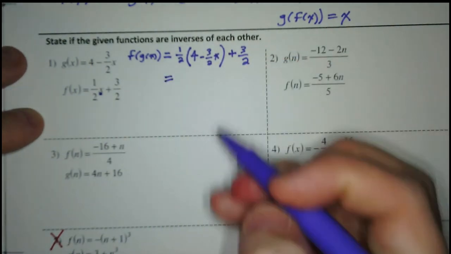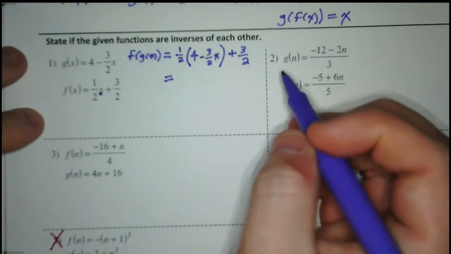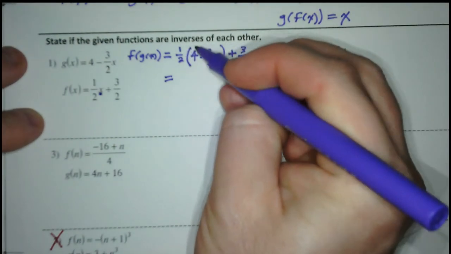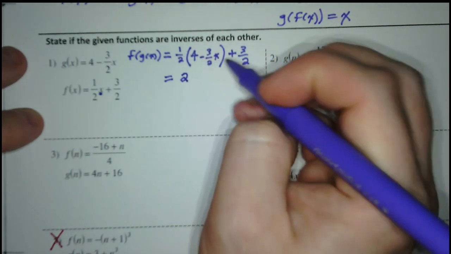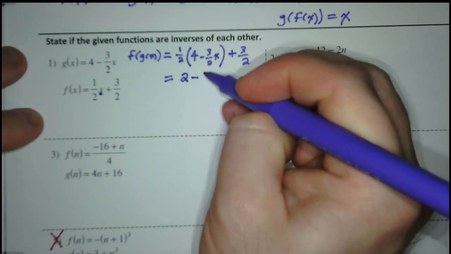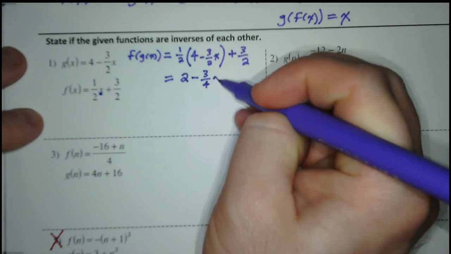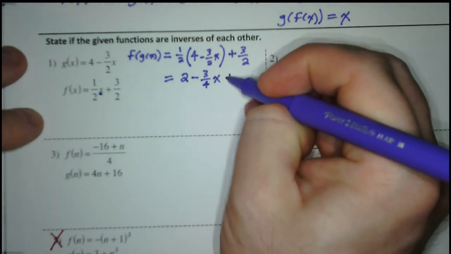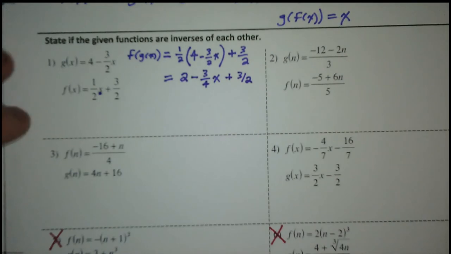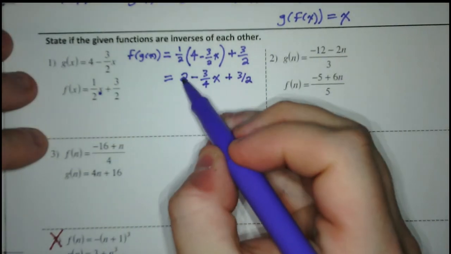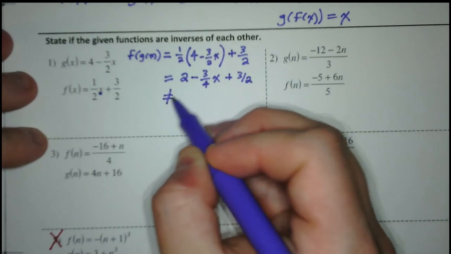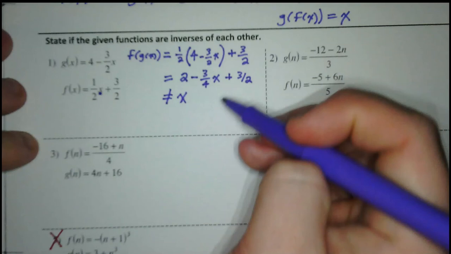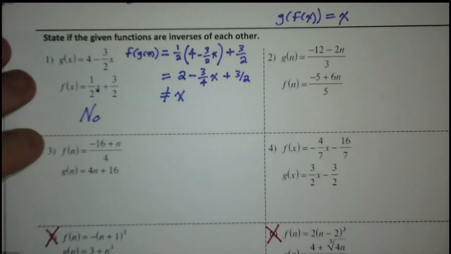And so let's see what you get when you let this play itself out. This would be distributing, obviously. 1/2 times 4 is 2. 1/2 times negative 3/2 x would be minus 3/4 x. And then plus 3/2. I can combine some like terms here, but this is not going to just equal x. So I already know that this final answer is a no.